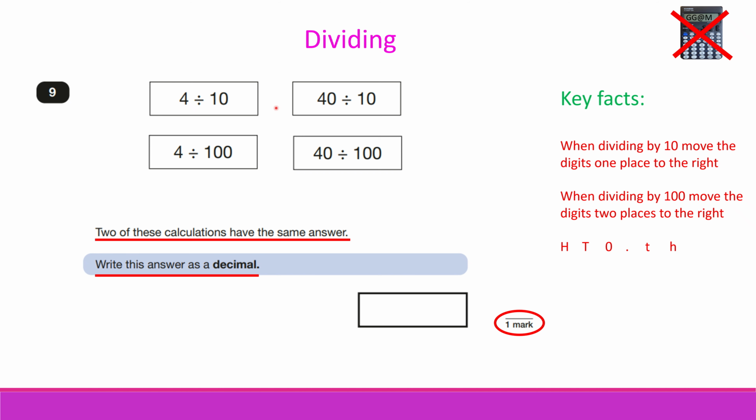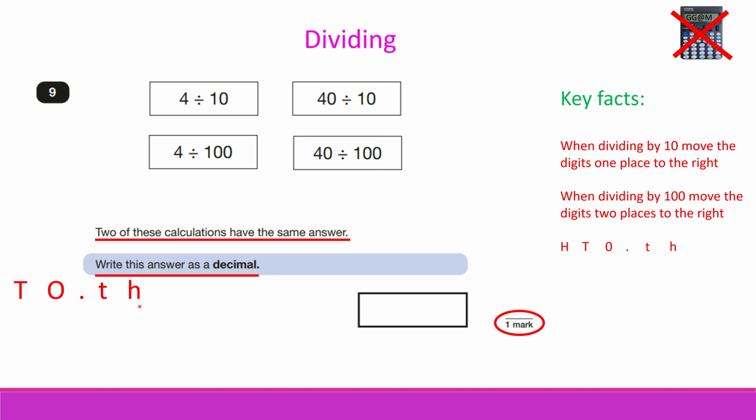Fantastic. So we're going to start off with 4 divided by 10. Now don't be scared to think about what you're doing here, because some people try and do it back to front and do 10 divided by 4 rather than 4 divided by 10. So we're going to get a decimal answer here because the number is going to be smaller than what you started with when we're dividing by a bigger number.